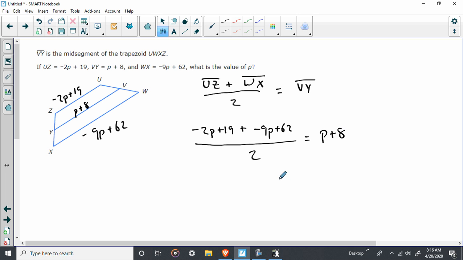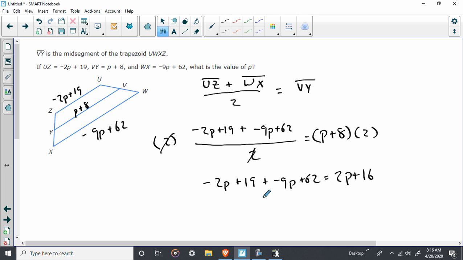Okay, first thing we said before, let's multiply both sides by 2. Don't forget to distribute. So these are going to cancel. So what are we left with? Negative 2p plus 19 plus negative 9p plus 62. Again, let's distribute: 2p plus 16. Okay?